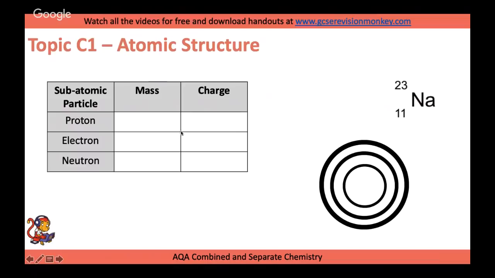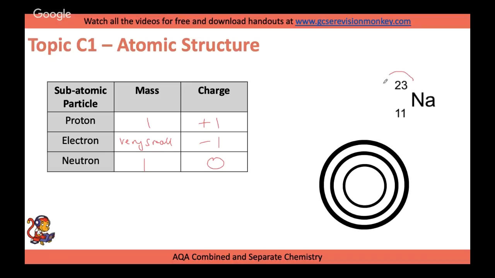So some basics to start off with. You might be asked to complete a table like this. Protons and electrons both have a relative mass of 1. And for the electron, you can write very small. Protons are positively charged, +1. Electrons are negatively charged, -1. You can't just put plus or minus. You have to show that they're directly opposite. Okay, so it has to be +1, -1. And a neutron has no charge.